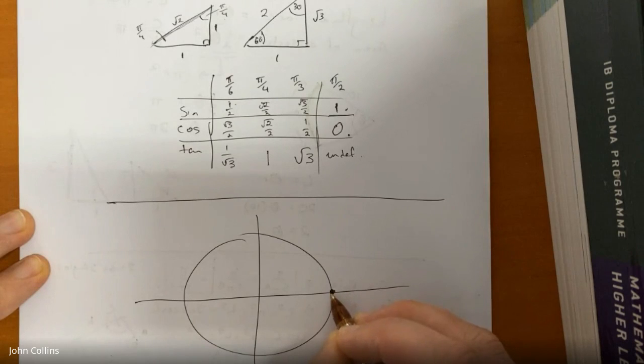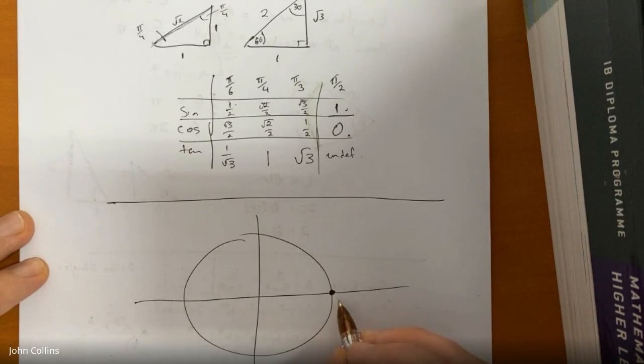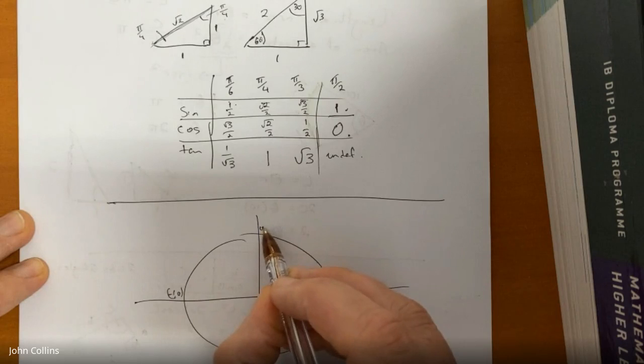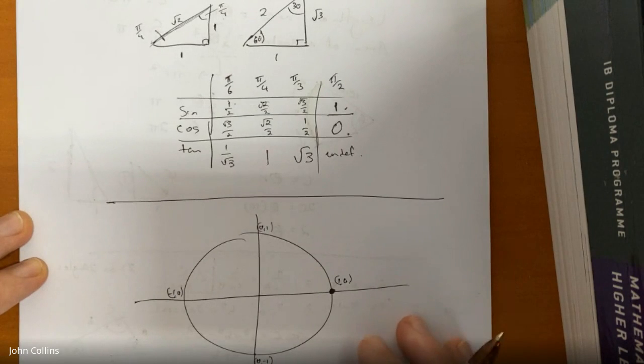All right. So the unit circle is based off a circle of radius 1. So that means this point here would be the point 1, 0, wouldn't it? This point would be minus 1, 0. This is 0, 1, and down here then would be 0, minus 1.